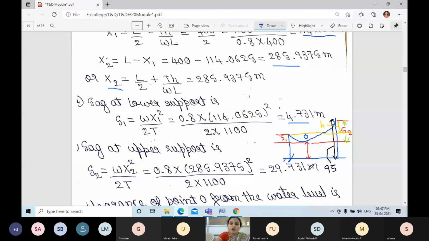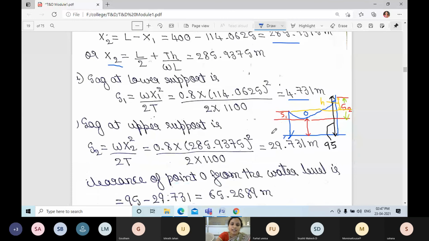S1 value is 4.731. Next, sag at upper support is S2 is equal to omega x2 square divided by 2t. That is x2 value 285.9375 whole square. Okay, x2 value is 285.9375 and substitute, you will get 29.731 meter. Okay, now we know the value of s1 and s2.